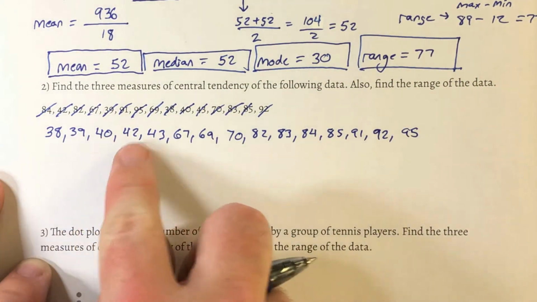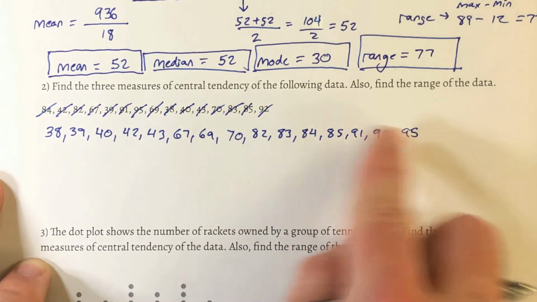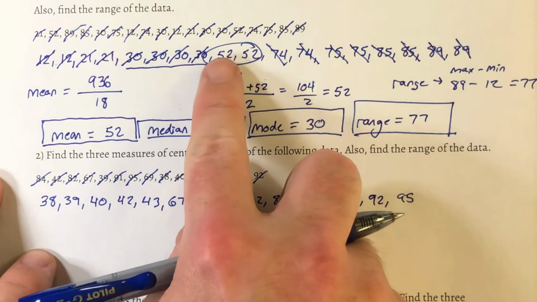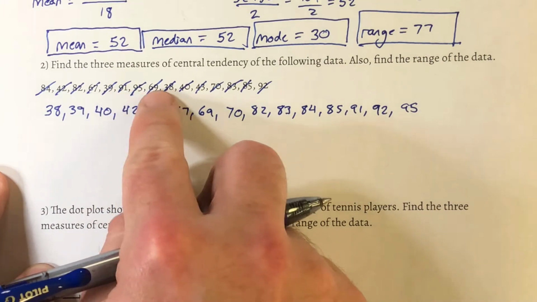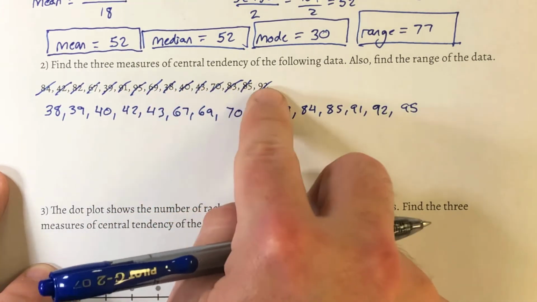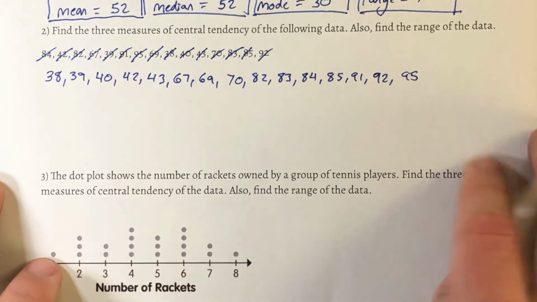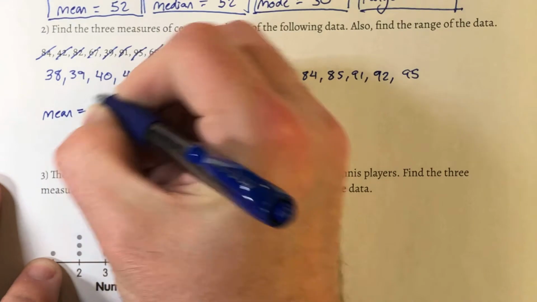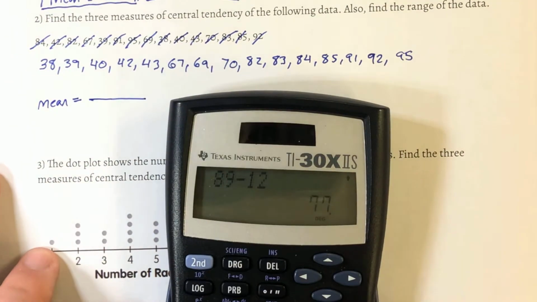1, 2, 3, 4, 5, 6, 7, 8, 9, 10, 11, 12, 13, 14, 15. So we have an odd amount of numbers this time. That means there will only be one middle number. 15 values. All right, so I've got the right amount. Let's find our mean first. The mean is found by finding your total and dividing by how many there are. So let's add them up.